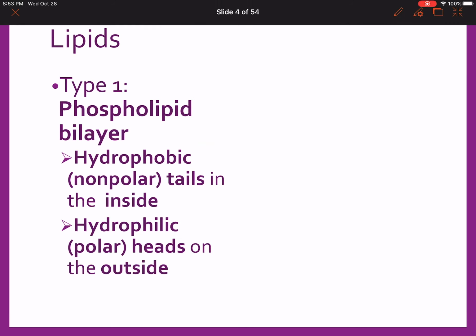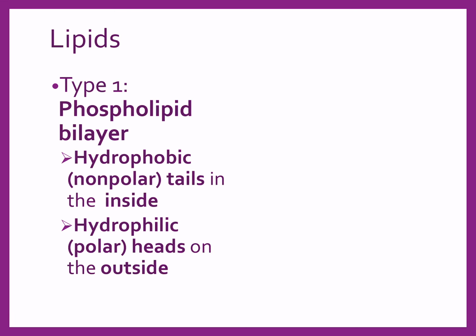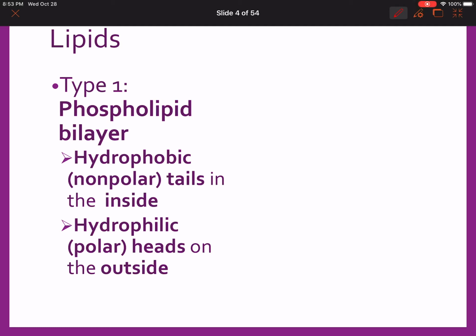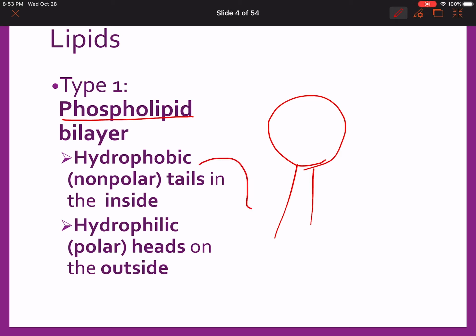We'll start with lipids. Okay, there's 2 types of lipids in the membrane. The phospholipids are absolutely the most abundant. Phospholipids are usually represented with this type of shape. These would be the hydrophobic tails, so they hate water. And this would be the hydrophilic, water-loving head.